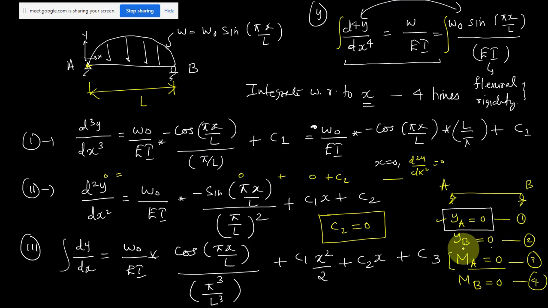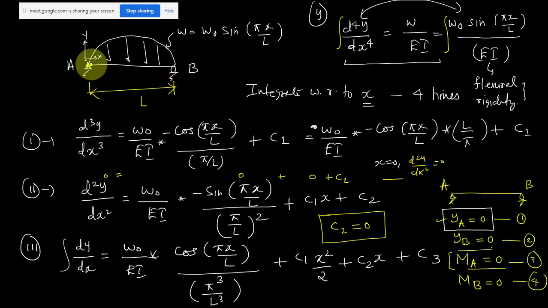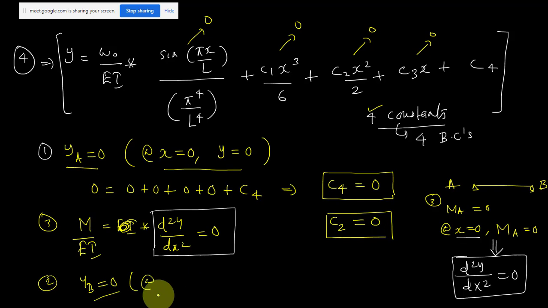Now we can apply another boundary condition, yb equal to 0. The deflection at b equal to 0, that boundary condition is this one. If you take the second boundary condition, yb, deflection at b equal to 0, where is b? x equal to L, because x is measured from here, so b means x equal to L. So x equal to L and your deflection value is 0. Now we can apply this condition in this equation.